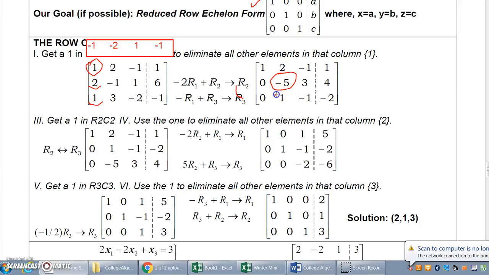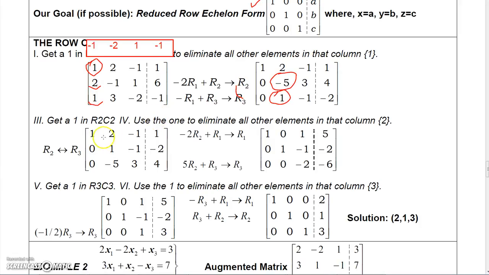Since I have a 1 below it, I can just swap these two rows, and that's pretty simple to do. So let's just say we swap row 2 with row 3, and now we'll get a 1 right here. Now after that, I need to eliminate the 2 that's above it, so I'll multiply -2 times row 2 and add it to row 1, and I'll also multiply row 2 by 5 and add it to row 3 to cancel the -5. So that would be this row operation.